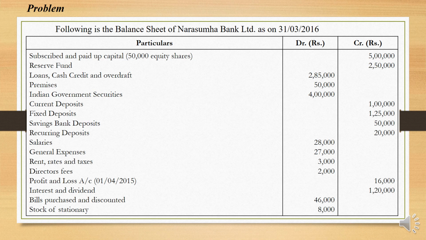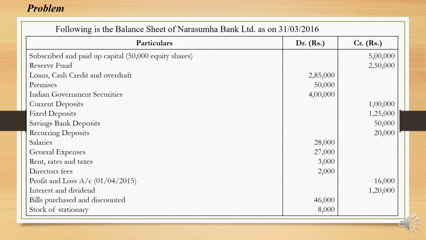Subscribed and paid up capital 5 lakh, reserve fund 2,50,000, loans, cash credit and overdraft 2,85,000, premises 50,000, then interest on Indian government securities 4 lakh, then current deposits, FDs, SB, then recurring deposits are given. They're all liabilities. Salaries, rent, rates and taxes, directors fees, all operating expenses, and profit and loss account at the beginning of the year, it is 16,000. That goes to the profit and loss account. It should be added to the current year's profit.